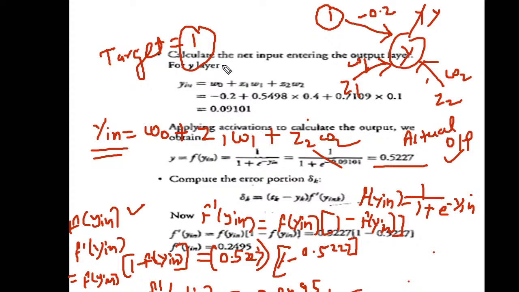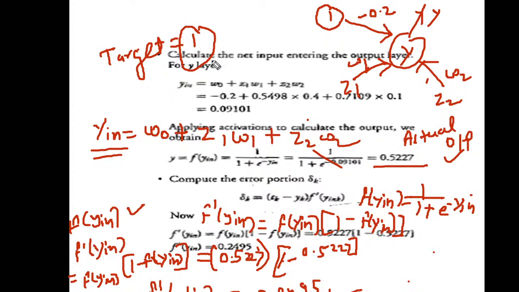So in short, now we got all the values. The value we got over here, that is y, is the actual output. But if you see the target, the target is given as 1. So there is a clear cut error.